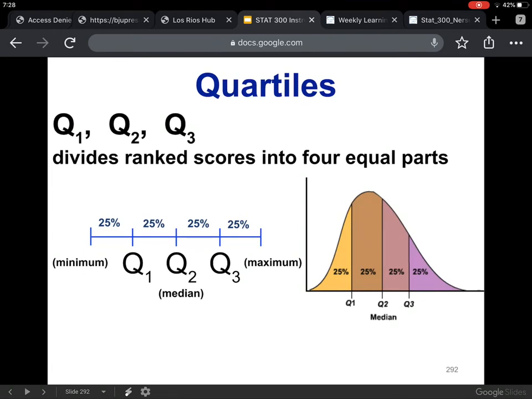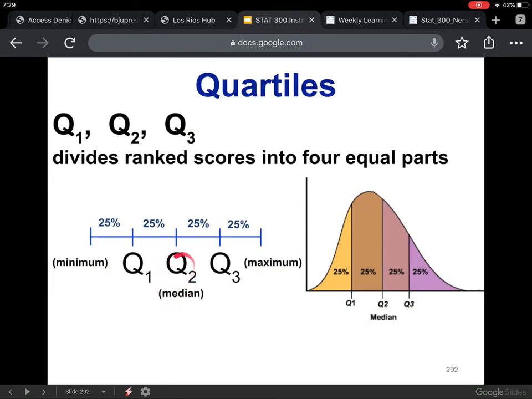What are quartiles? Instead of separating your data points into hundredths, 1% in each of the slices, you're going to do the same thing but with 25%. So we have Q1, Q2, and Q3, and you've separated your entire data set into quarters. So we have the first quartile, the second quartile, third quartile, and here's the fourth quartile. You have a minimum, maximum, and Q2 is the median.